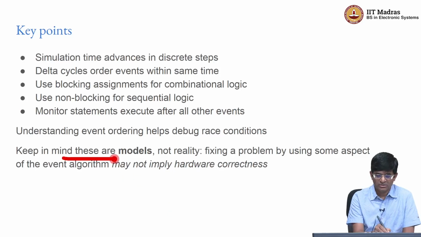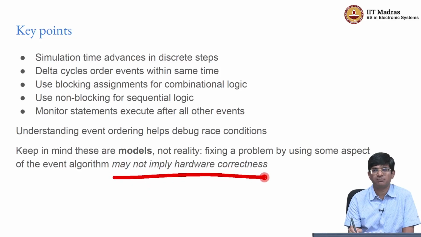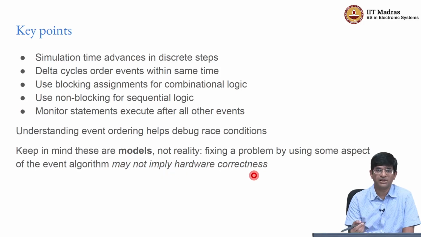So these are models, they are not by themselves reality, and anything that you do by fixing some aspect of the simulation algorithm may not imply correctness in the hardware. Okay. So always keep this in mind when you write Verilog code. You should not need to modify code in order to pass a simulation by saying, okay, this is because of some issue related to how the simulator algorithm worked and I can fix it by making this change in the code. Chances are that that's actually revealing some deeper misunderstanding of what's happening in the actual underlying hardware.